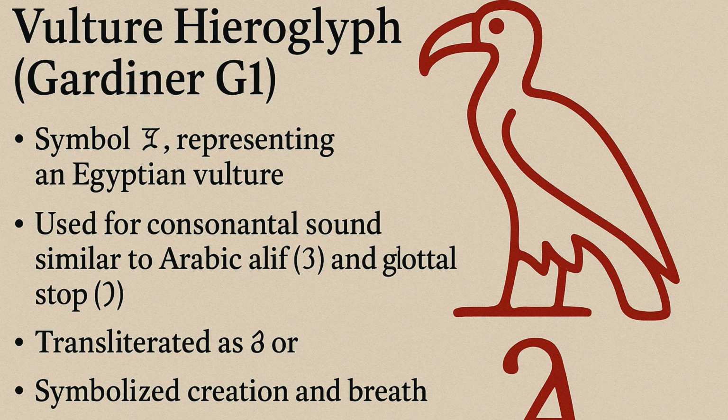This symbol, representing an Egyptian vulture, is used for a consonantal sound similar to the Arabic letter alif, and the glottal stop heard in "uh-oh." It marks the voiced onset of words that began with a deep throat articulation. Egyptologists transliterate this as a dot or 3. The vulture, often associated with the goddess Nekhbet, symbolized creation and breath, appropriate for a sound produced in the throat.